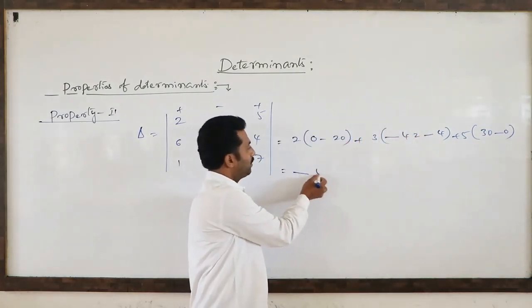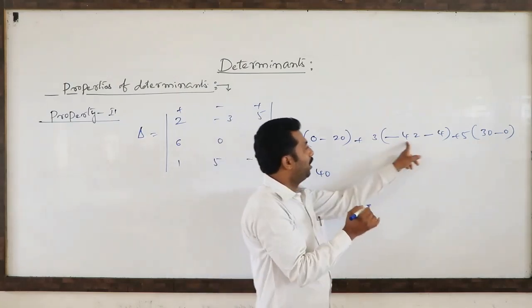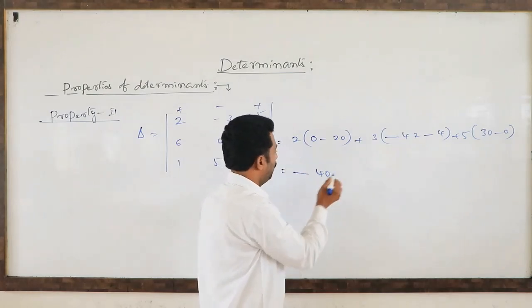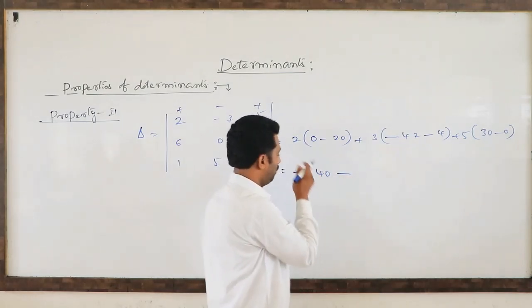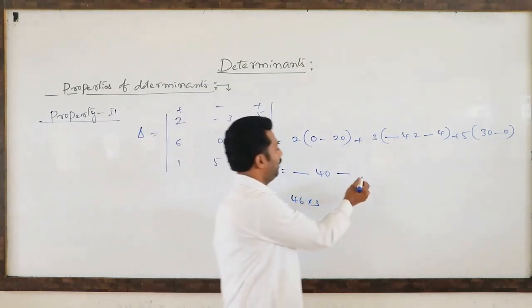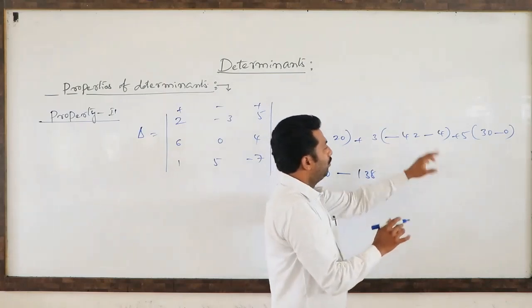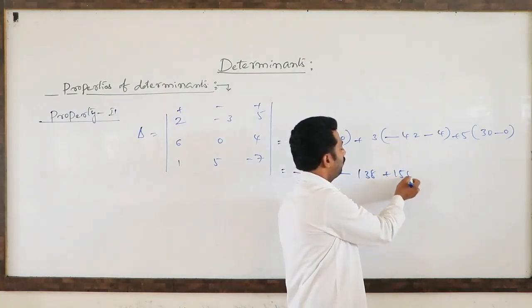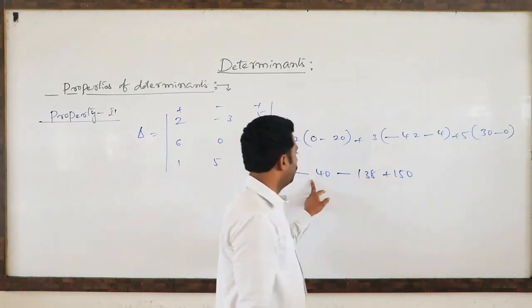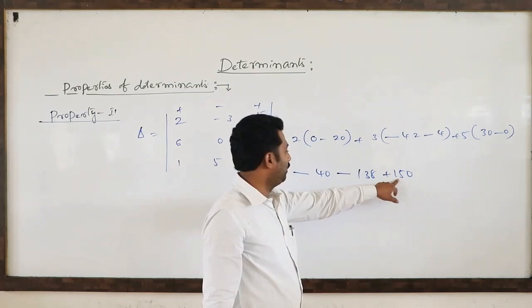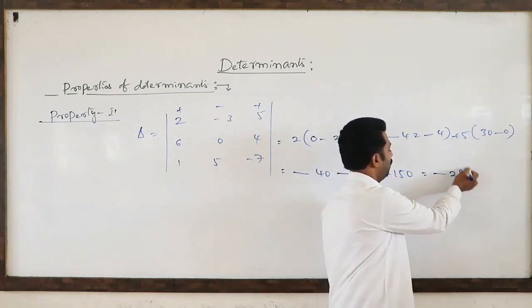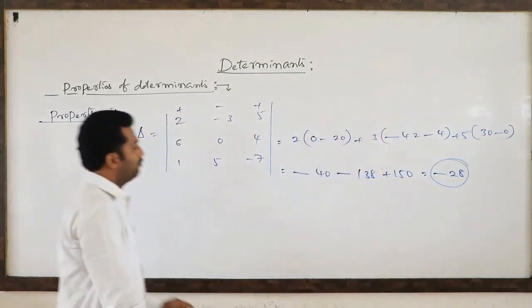So how much is it? 2 into minus 20 is minus 40. Minus 46 into 3 means 138, so minus 138. Then plus 150. Finally, how much is it? This is 110 minus 138, which means minus 28. So the answer is minus 28 for this determinant.